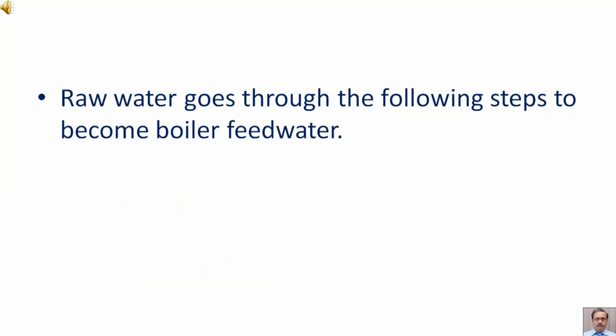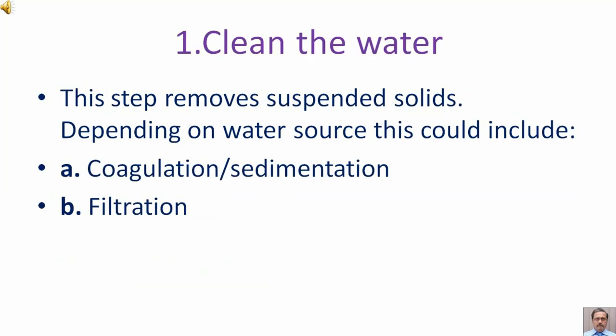Raw water goes through the following steps to become boiler feed water. First step, clean the water. This step removes suspended solids. Depending on water source, this could include A. Coagulation / sedimentation. B. Filtration.